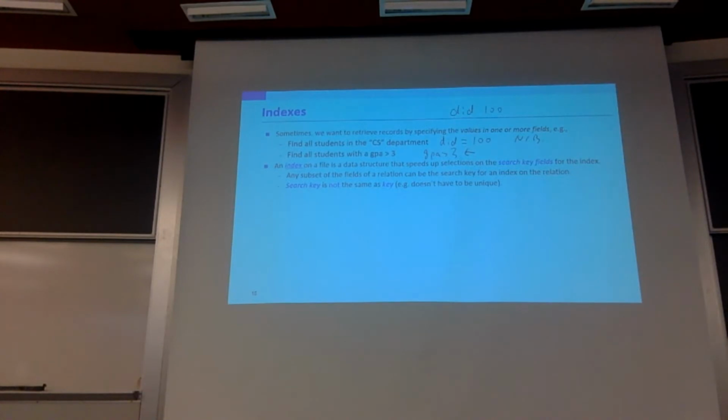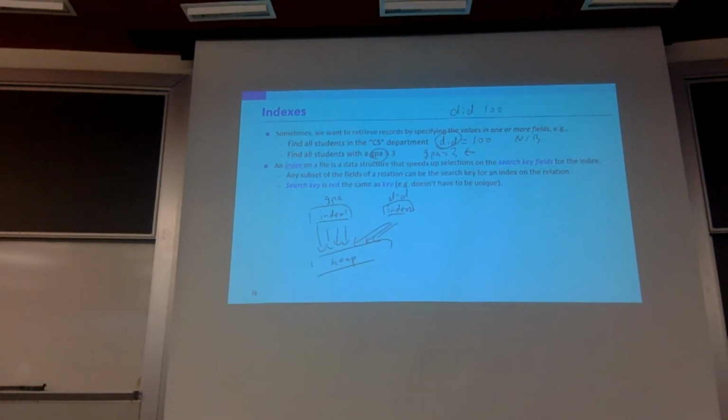So an index is an auxiliary data structure that speeds up certain selection predicates. Like you can have an index with GPA as its key, and another index with DID as its key. Okay, you can have two different indexes. Basically, you have index 1 on GPA, and index 2 on DID, and they somehow point to your underlying key file. This is your key file.